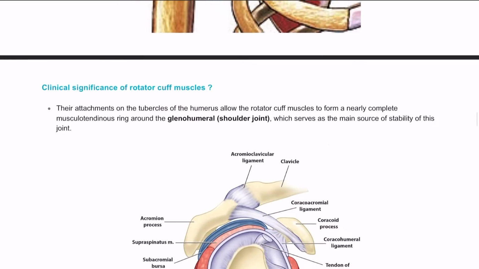Moving forward, the clinical significance of the rotator cuff muscles. We mentioned that the shoulder joint is an unstable joint due to a very shallow glenoid cavity and a very lax joint capsule as well. So one of the things that stabilize this joint is the rotator cuff muscles. They attach to the greater tubercle and lesser tubercle, and a nearly complete musculotendinous ring over the shoulder joint serves as the main source of stability for the joint.